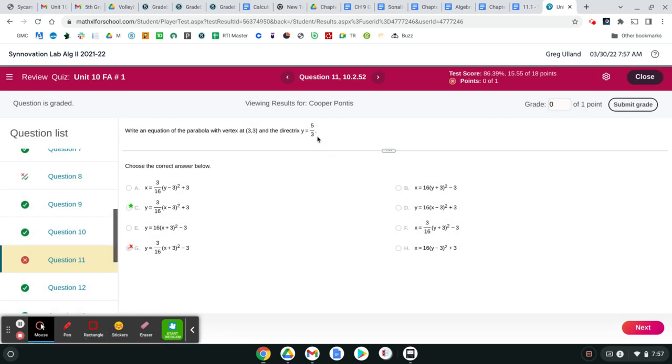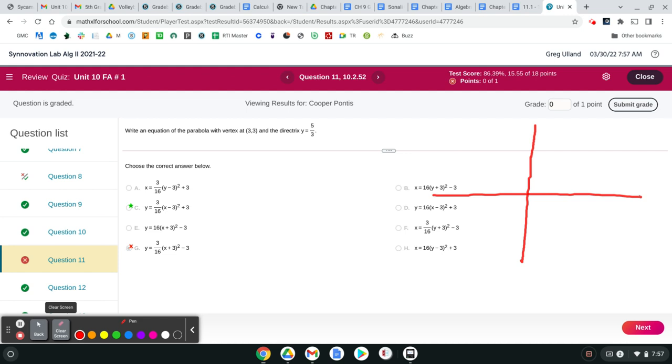Parabola. So this is the vertex and that's the directrix. So it definitely helps to have a picture. So the vertex is at 3, 3. And then the directrix is the line y equals 5/3. So that's 1 2/3. And the y equals 1 2/3 is a horizontal line. So then what that means is that our parabola must be going up and our focus is inside there.